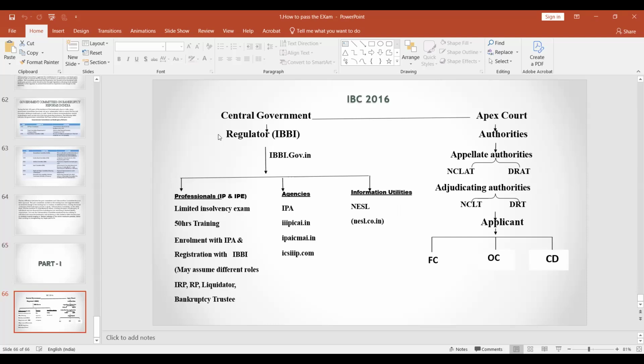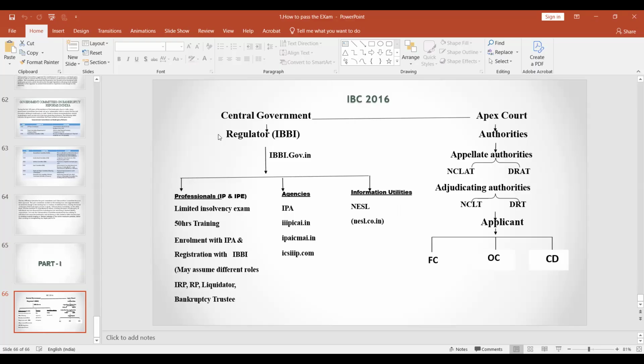So let us now understand what is this IBC and what is the basic framework in which we are working. So the central government, as you know, is at the top, and the central government, by way of a notification, made IBBI, that means Insolvency and Bankruptcy Board of India, the regulator, which will oversee this entire process. So IBBI is the regulator, and ibbi.gov.in is the website of this IBBI.